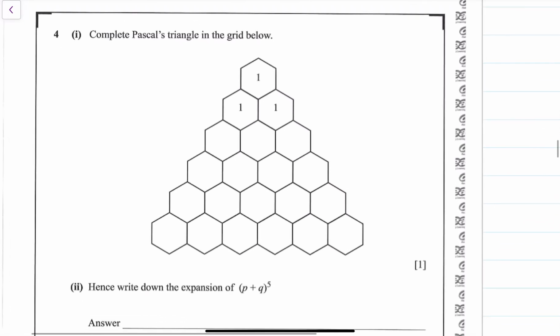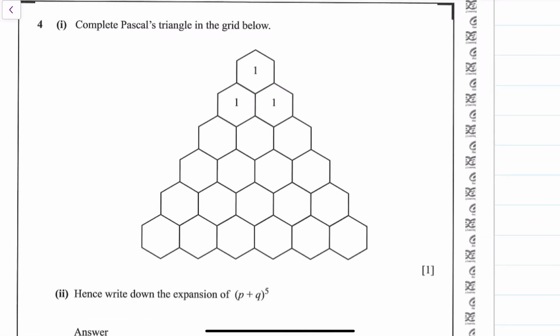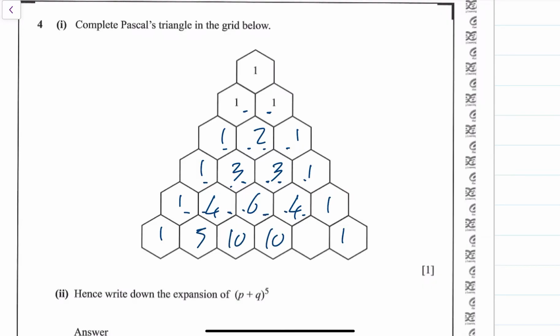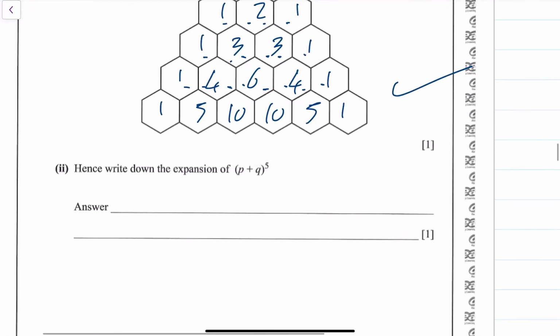Question 4. Pascal's triangle. Lovely. So we just fill in the complete Pascal's triangle. The outside ones are just going to be 1. And then underneath, 1 plus 1 gives you 2. 1 plus 2 gives you 3. 2 plus 1 gives you 3. 1 plus 3 gives you 4. 3 plus 3 gives you 6. 3 plus 1 gives you 4. 1 plus 4 gives you 5. 4 plus 6 gives you 10. 6 plus 4 gives you 10. 4 plus 1 gives you 5. Lovely. 1 mark.